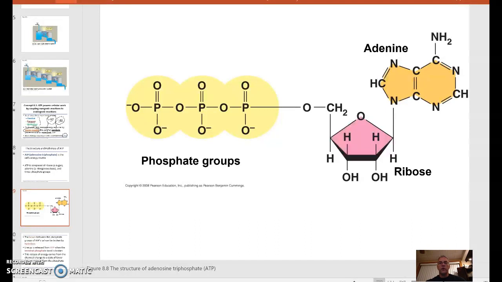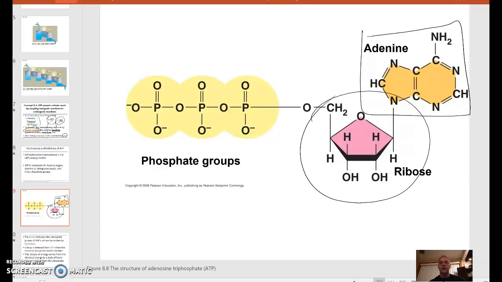So when we start off, the first thing we want to do is take a look at what the general structure of an ATP molecule involves. You're going to have your adenine component over here. You're going to have the sugar ribose, which is a 5-carbon sugar, and then you're going to have these 3 phosphate groups that are bonded together to make the triphosphate.